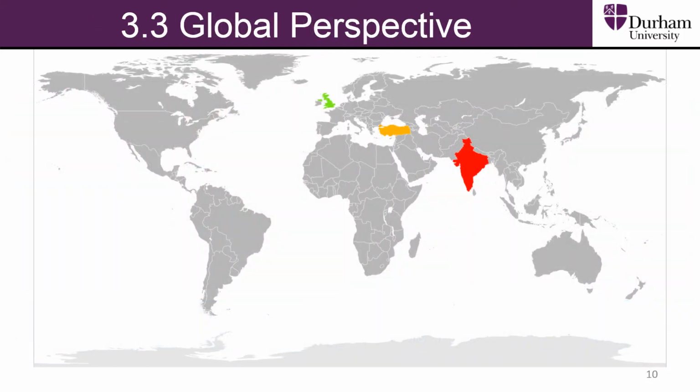Since the problem of bacteria and bacterial infections is a global problem, we are going to examine the scenario in the UK, Turkey, and India in order to gain a better understanding of how the problem of bacteria affects different countries across the globe in different ways.